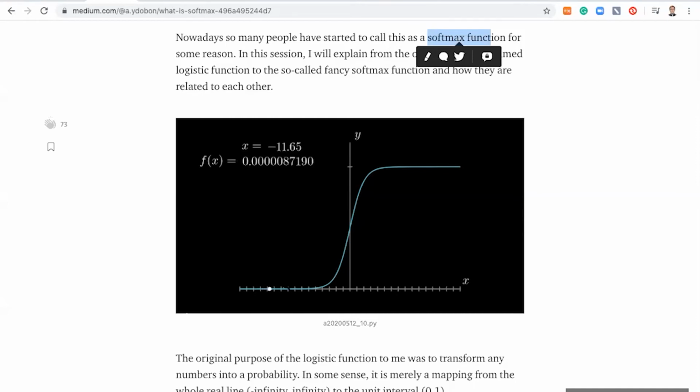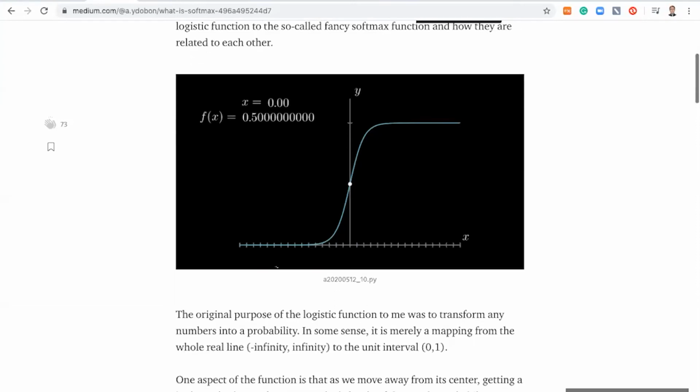And then as x goes up, at first it goes up really slowly, but then it goes up really rapidly. And then, of course, at 0 it is 0.5. And this is the formula for the logistic function. So that's what I learned about the logistic function.